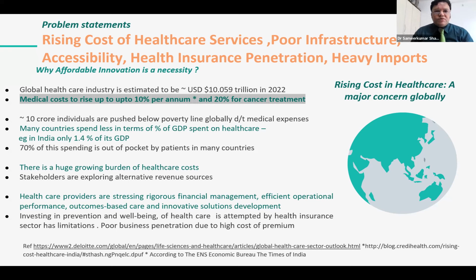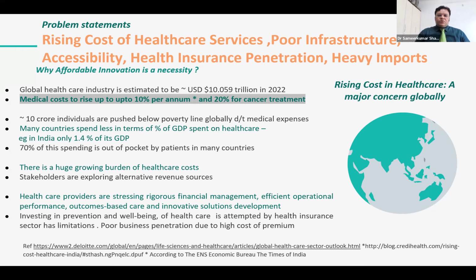Now, why is affordable innovation necessary? The global healthcare industry is estimated to be about $10 trillion this year. Costs increase by about 10% per annum and 20% for cancer treatment. So, a cancer patient has to pay double the cost in 5 years. About 10 crore individuals are pushed below the poverty line due to medical expenses.